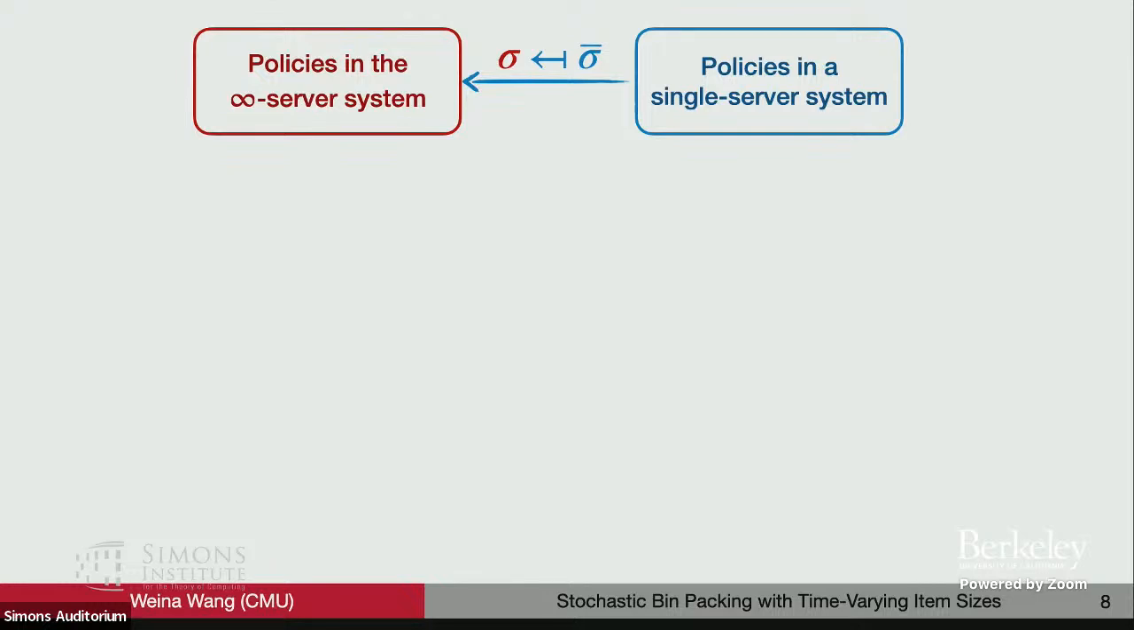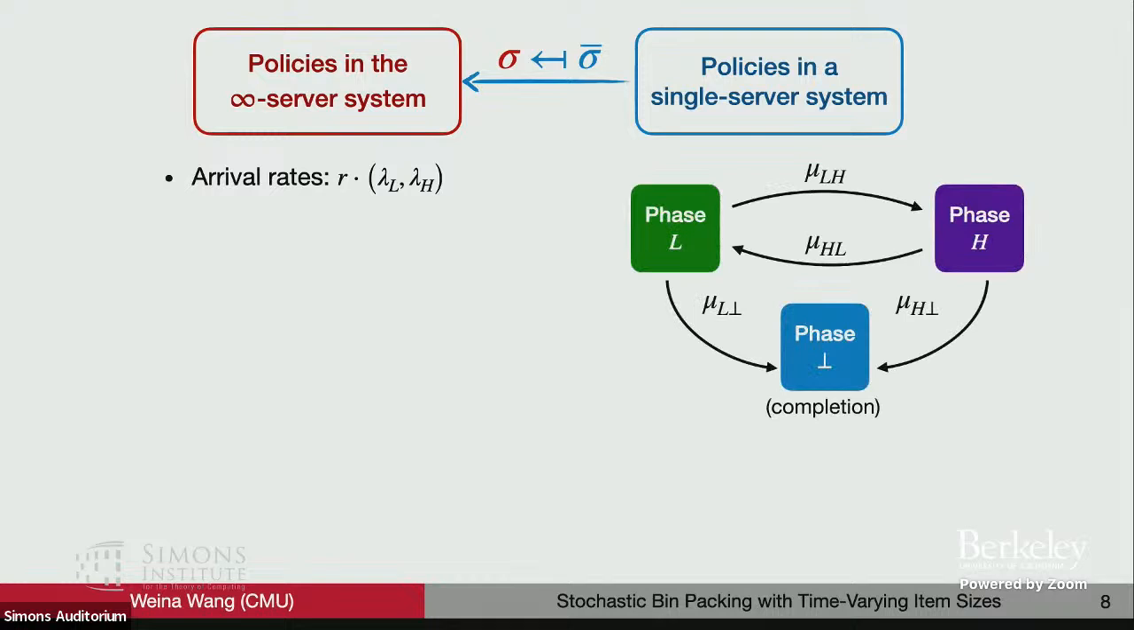Now I'm going to tell you what we can get from this conversion. Although we need to convert the policy in this direction, the problem specification is still for the original problem. So for the original problem, let's still take our example. Remember the job is like this, and jobs of two types arrive to the system. Let's assume they have arrival rates lambda sub L and lambda sub H, but multiplied by a scalar r here.